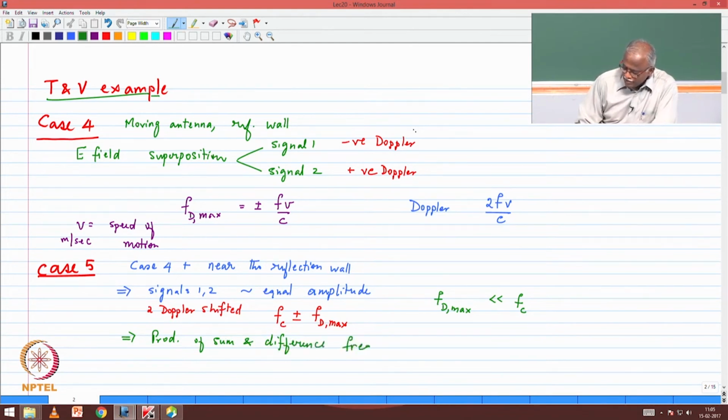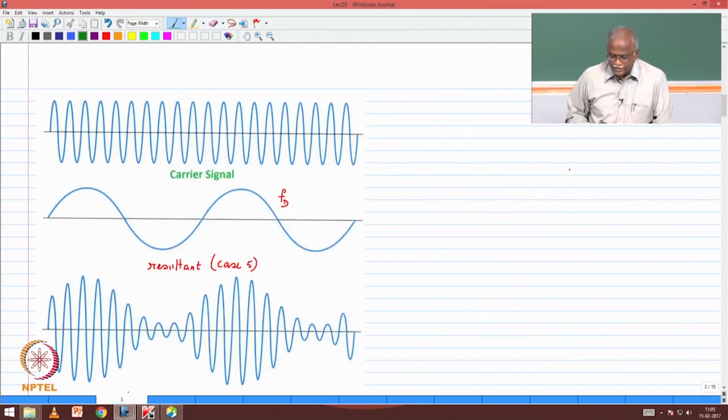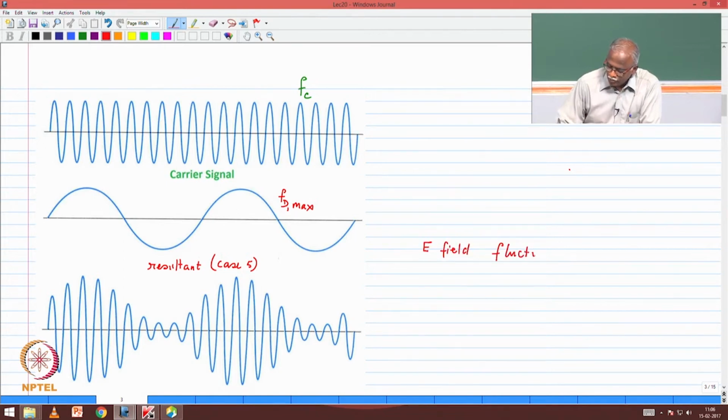And this is what gave us the insight that we were looking for, which said that there is a carrier frequency at FC and a Doppler frequency, in our case FD max. Both of them interacted, so FC plus FD max. These two interacted with each other, and what we got was a product, a resultant, where the signal envelope is not constant. It's a fluctuation. So the observation is that in such a scenario, the E field fluctuates. That is one very important notion.